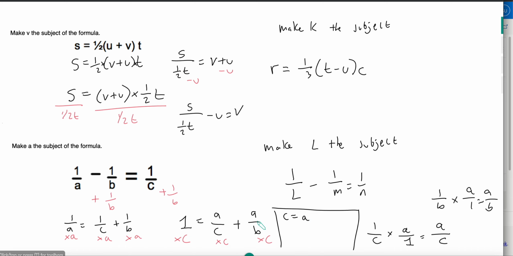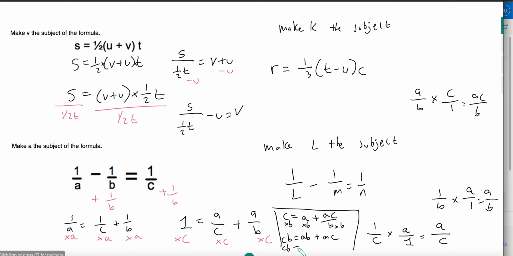And then it's a over b times c. Turn that into a fraction, c over 1. So on top of it is ac, on the bottom is b. So plus ac over b. And we can get rid of this b by timesing by b. Times b times b. So we have cb equals ab plus ac. Then we're like, oh crap, there's 2 a terms. We're going to factorize using the common factor method.